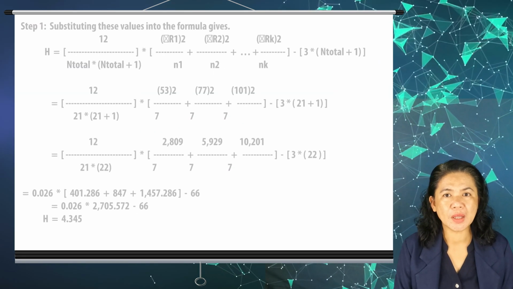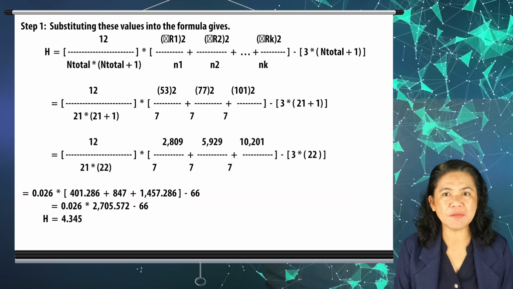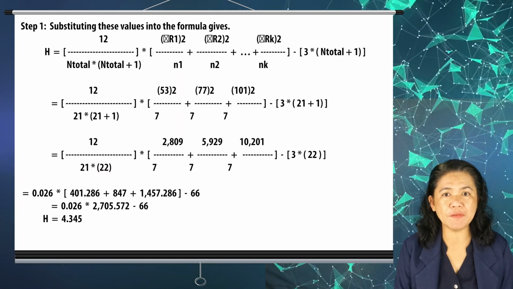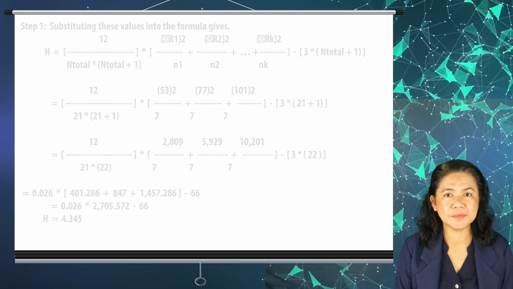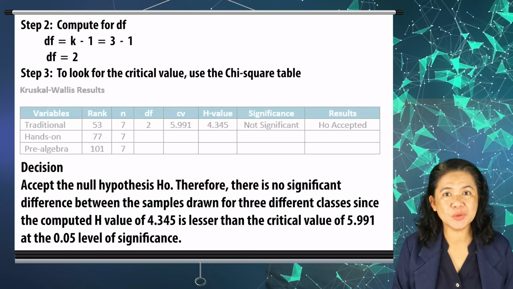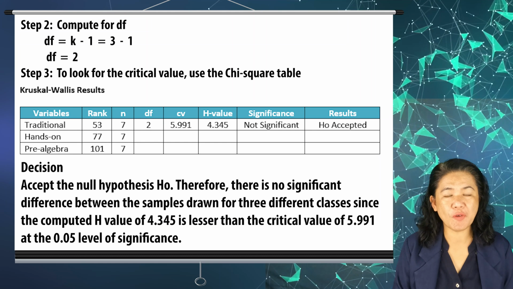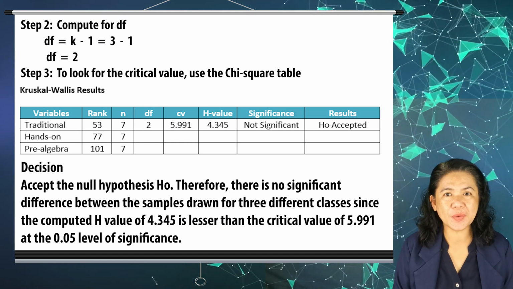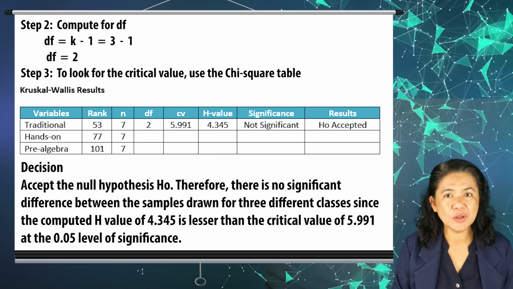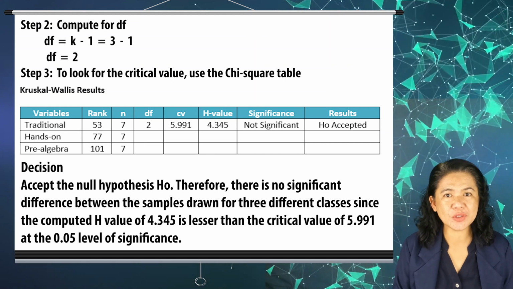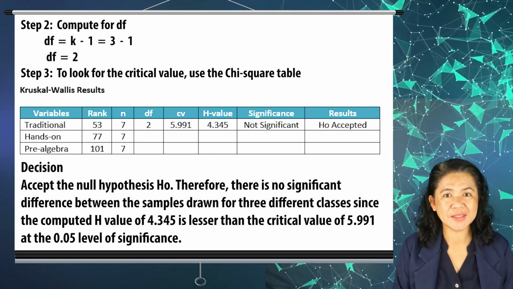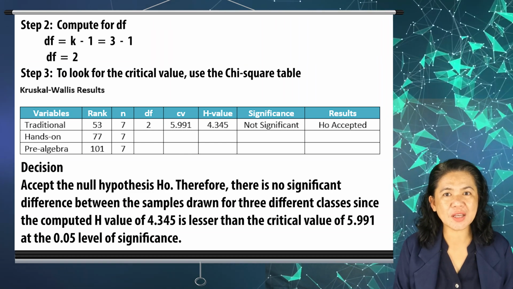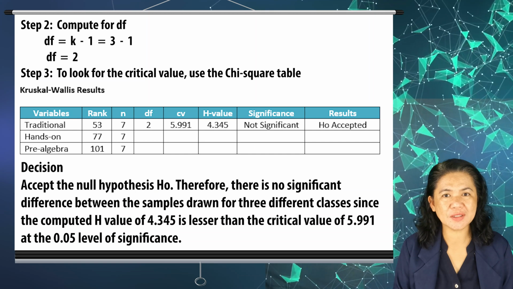Step 1. Substituting these values into the formula will give you this. Step 2. Compute for the DF. Step 3. To look for the critical value, use the chi-square table. Here now are the Kruskal-Wallis results.